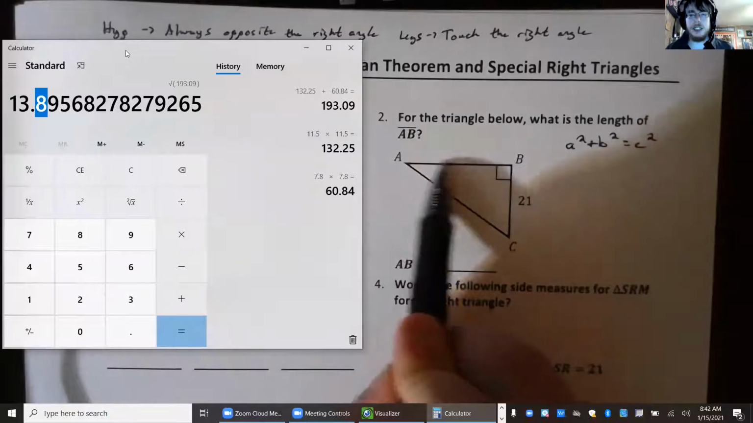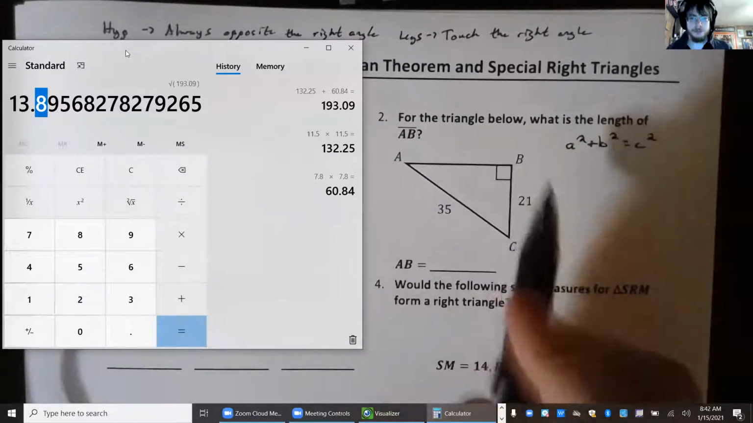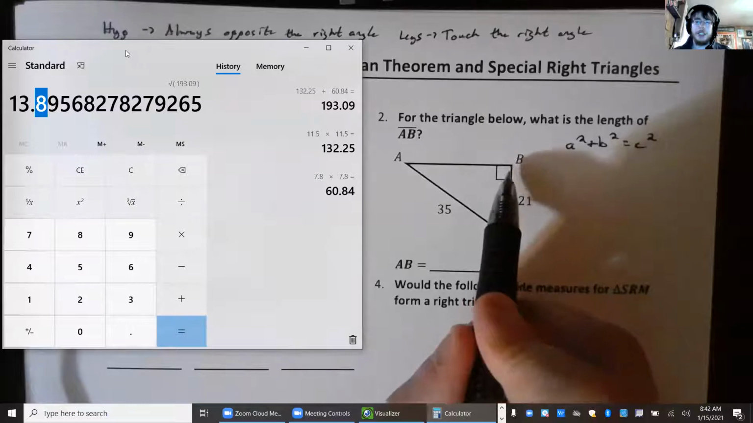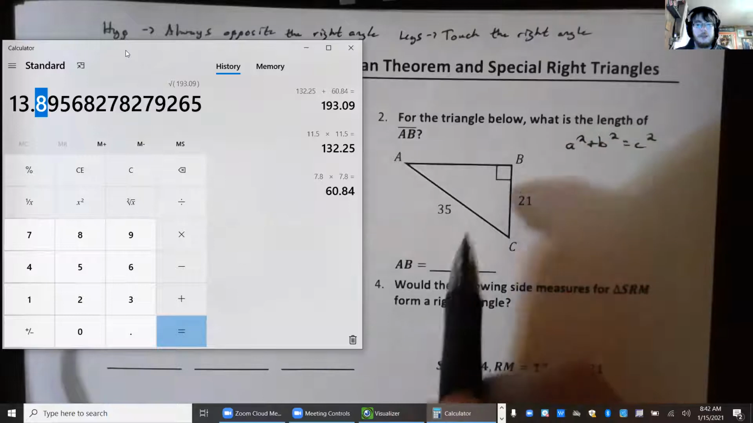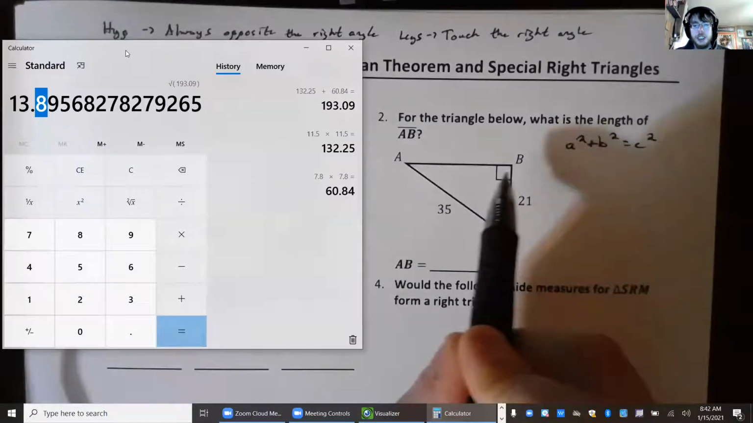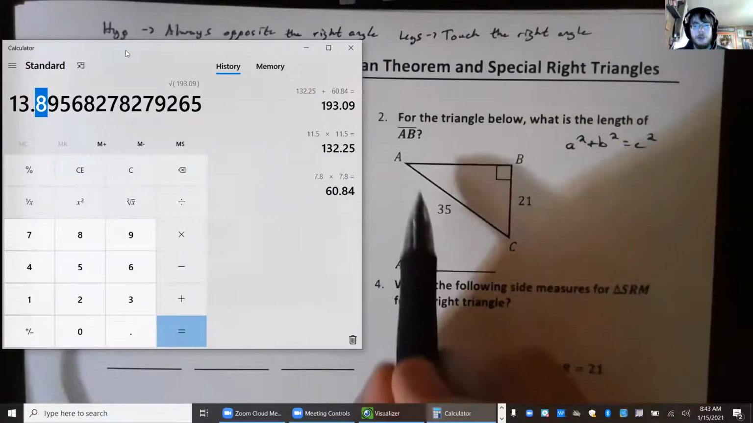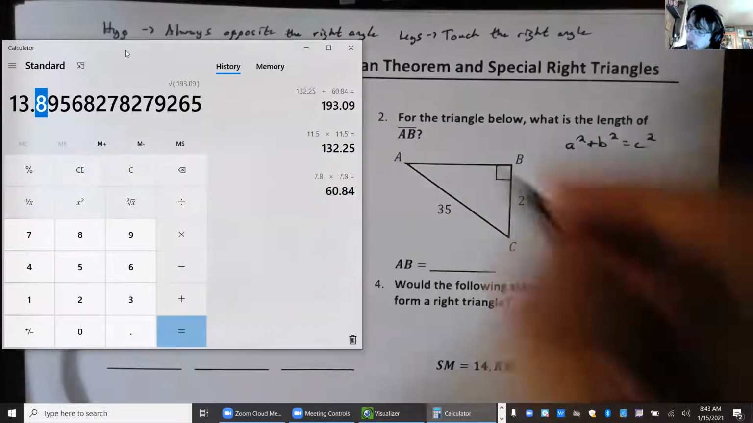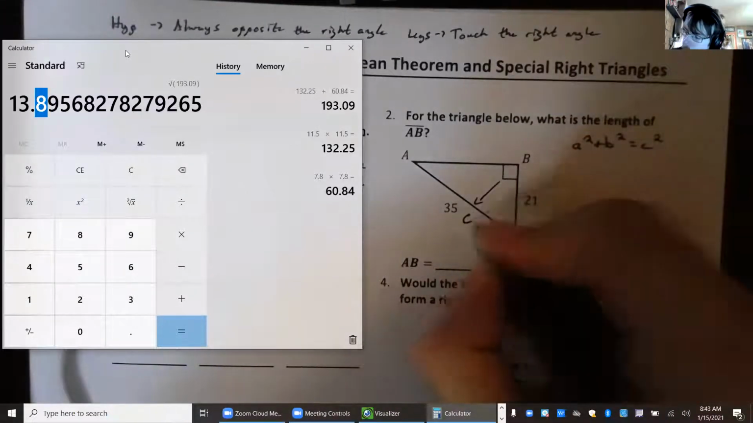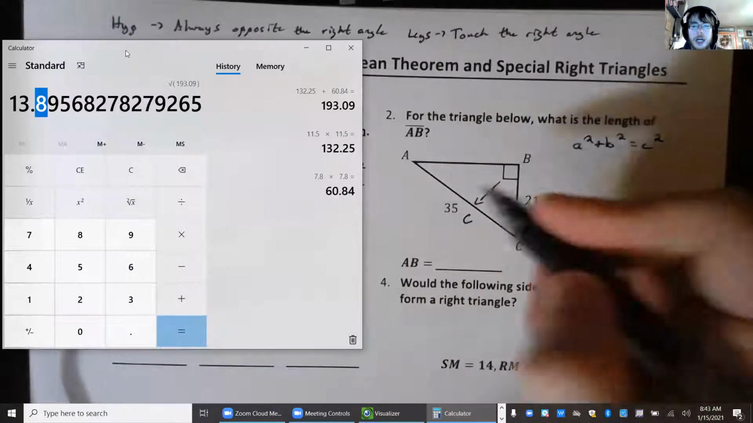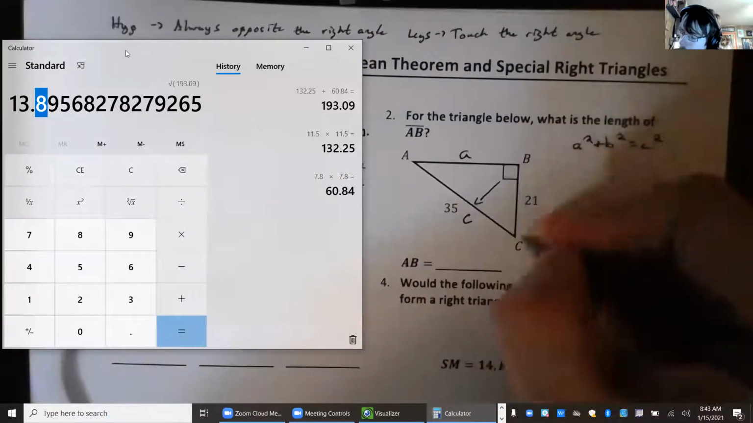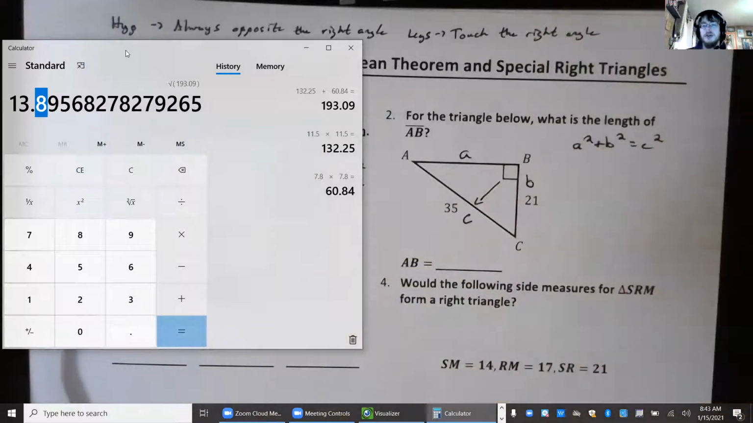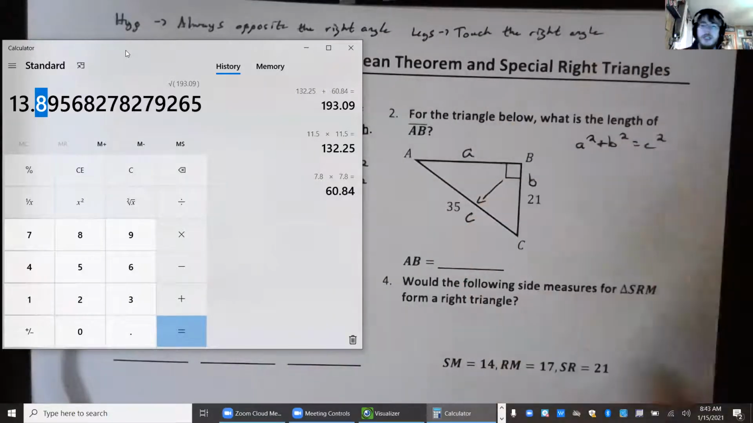And as we can see here, side AB touches the right angle. And so that means that side AB is one of the legs. Now, it honestly doesn't matter which letter you label it with, as long as you don't label it with C, because C is always the hypotenuse. So C is 35. I'm just going to label AB with A and then BC with B. I don't know if it's the short side or not. I'm just labeling it with an A for convenience's sake.